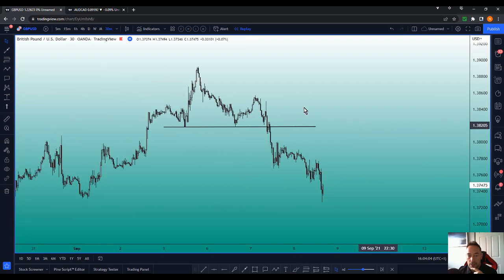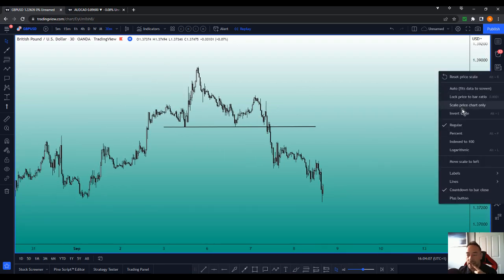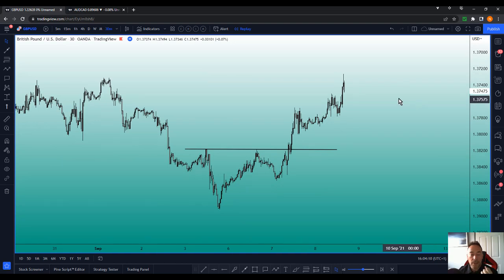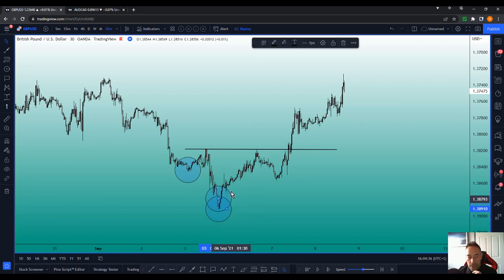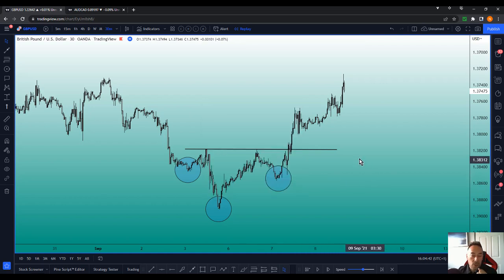So all I'm going to do is flip this chart on its head, like so. And yeah, this would be your left shoulder. Let's get my circle out. There we go. So this would basically be our left shoulder. This would be our head, although it's upside down, obviously. And this would be our right shoulder. So basically, we've got our low, our lower low, and a higher low.